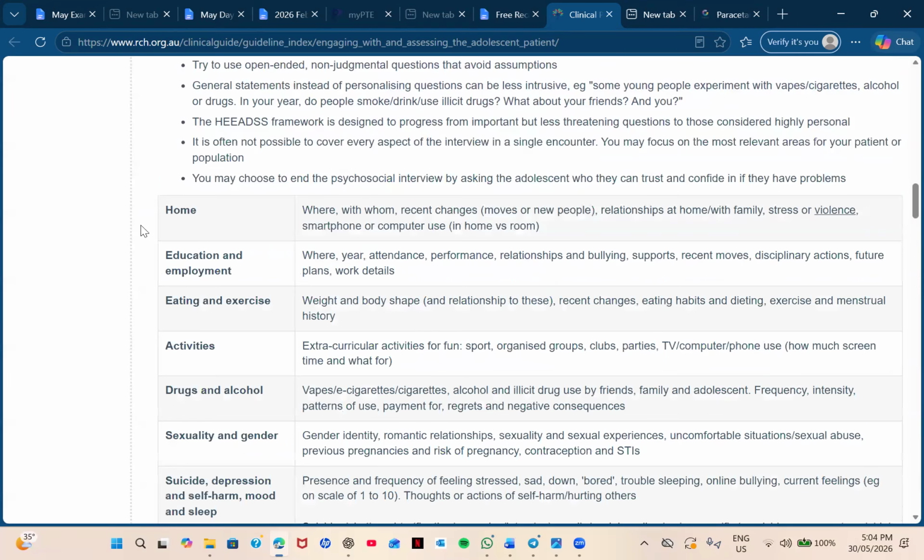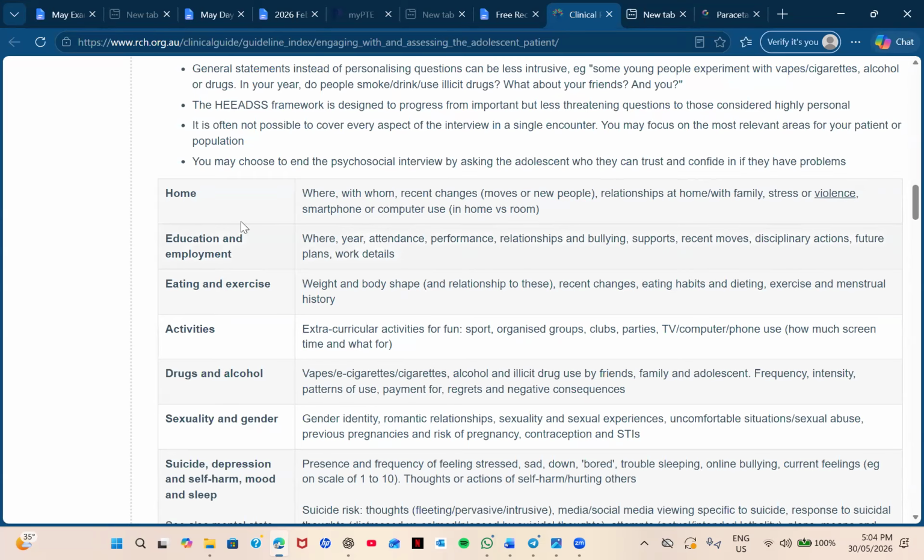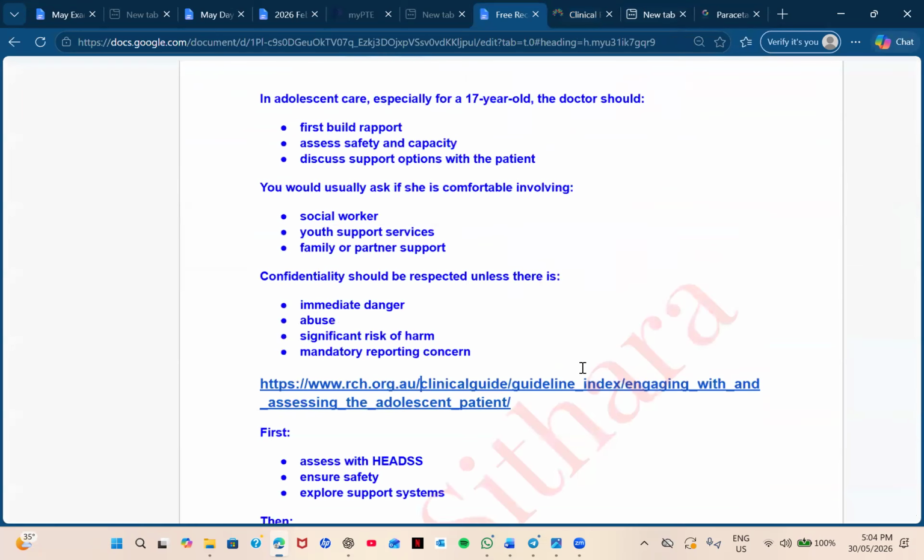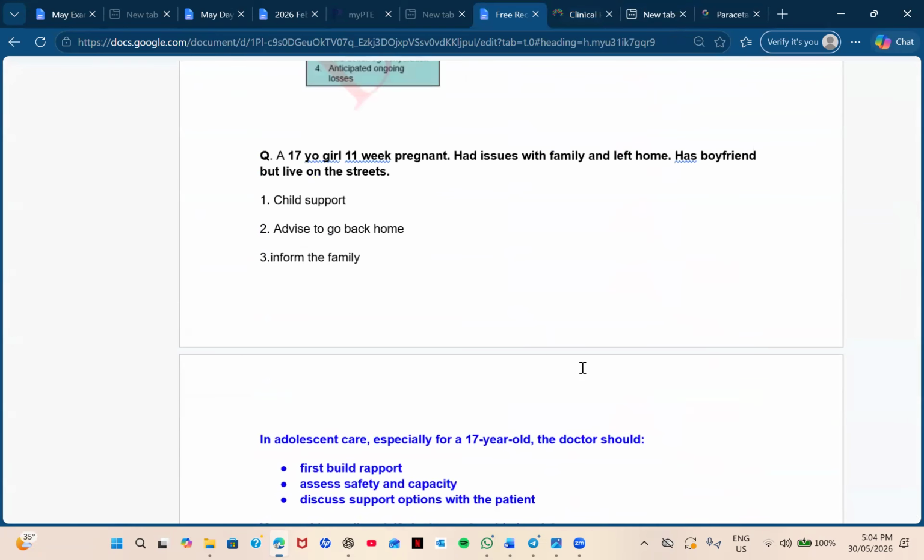So here, H means home first: where, with whom, recent changes, moves, new people, relationships at home, family stress. Then you can assess this according to the screening tool, right? Like under home, our patient can be assessed, because the patient has already left home. There can be some violence in the home, or neglect, whatever, right? You have to first make a safe space for the patient to speak up, right?